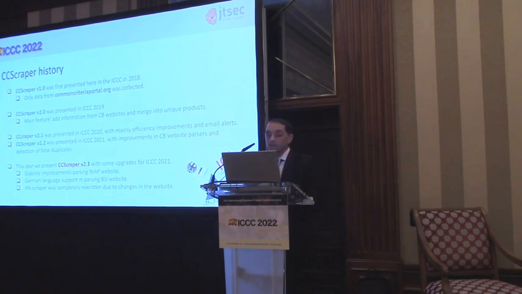In the previous 2 years, we presented minor updates. Those updates are basically stability and improvements in efficiency. Something that happens every year is that we need to rewrite the scraper in order to analyze the website of one or more CB websites, because from year to year they change. So if the structure of the website changes, we need to rewrite the script for that site.